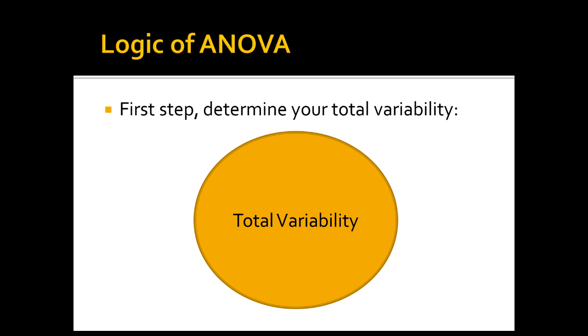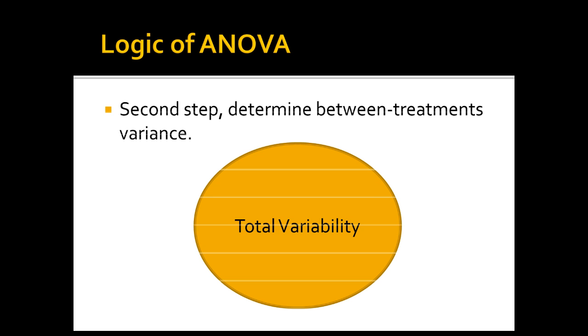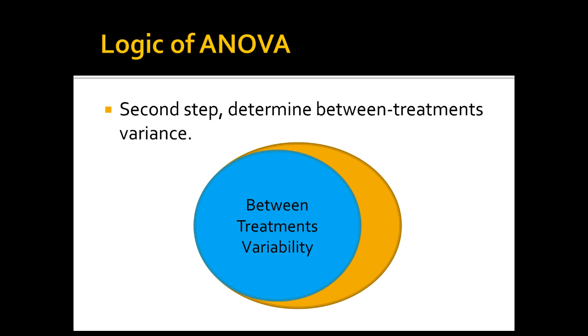Well, the first step is to determine your total variability, the maximum amount of variability in your data set. The second step is to determine the between treatments variability. So the between treatments is looking at your different groupings, let's say freshman, sophomore, senior, or male, female, or whatever. We wouldn't do it with male, female because a t-test would be more appropriate in that sense. But so you have two or more groups, so looking at the differences between the groups. So that's the second step, to determine the between treatments variance.